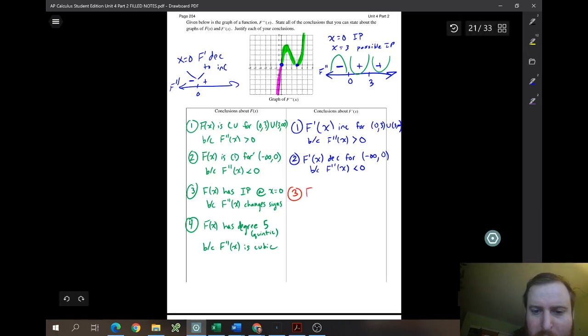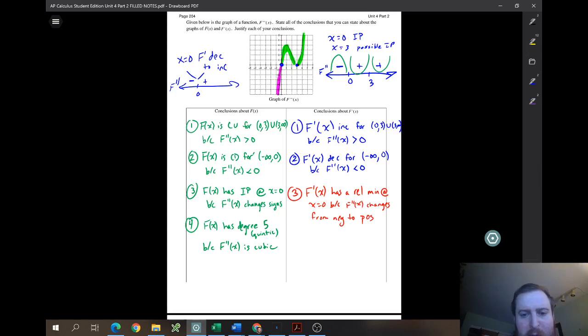So bonus content would be f prime of x would have a relative minimum at x equals 0 because f double prime of x changes from negative to positive. Now, this will look very much like what we normally do, right? Normally, we would write this the exact same way, but with f of x and f prime of x. You're literally just moving it down a step, right?